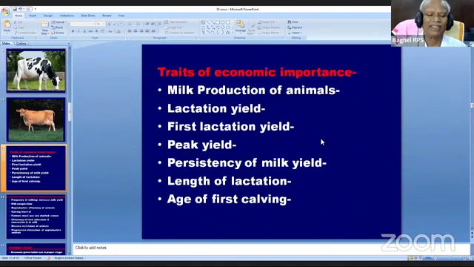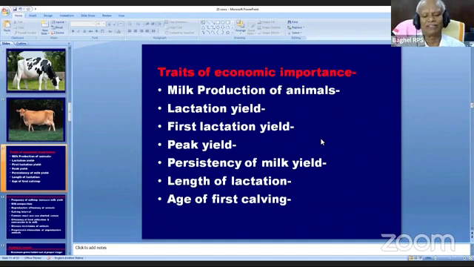So one must see how long peak yield can be maintained. If peak yield is maintained for a longer period, then certainly the overall productivity of the cow will be very good and those cows will be economical. That is related to the persistency of the milk yield. If the animal is a high milk yielder, and if that high milk yield is maintained for a longer time, that is the persistency, so those animals will be highly economical.